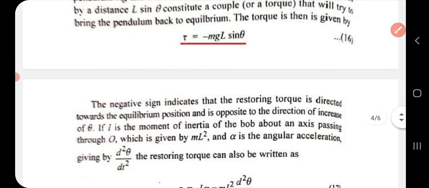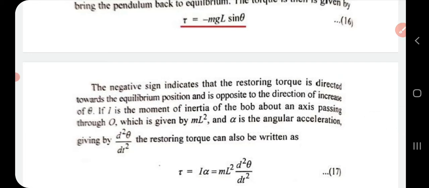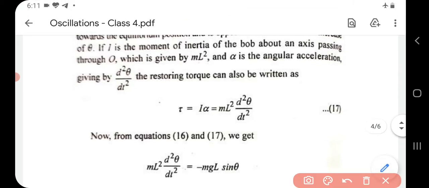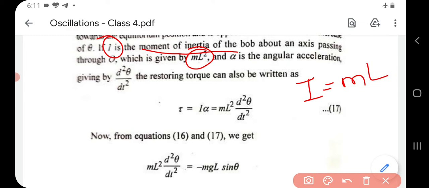Now, what does that negative sign mean? That means the restoring force is directed towards the equilibrium position. That means it is opposite to the direction of increase in theta. Now, let capital I be the moment of inertia of the bob, given by ml square.